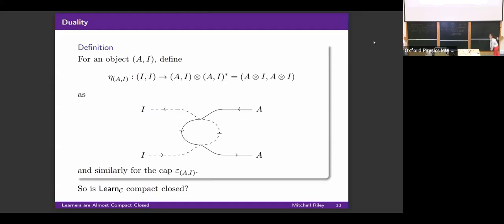So Learn may not be compact closed, but it's closed. Ooh. I don't know that either. If it is, it's probably for strange reasons, is my guess. I don't know.